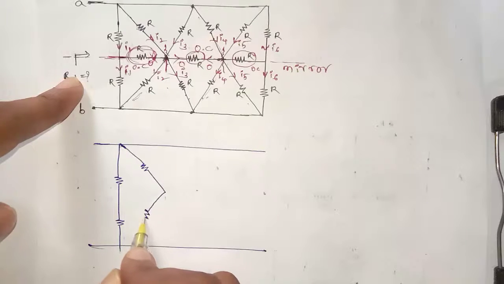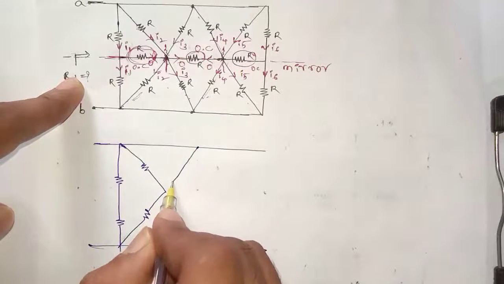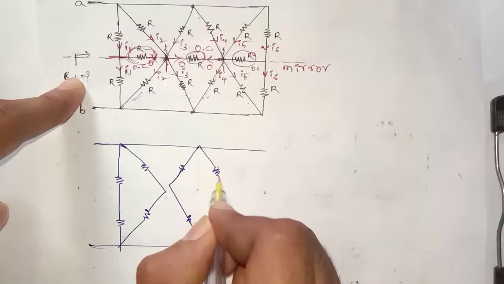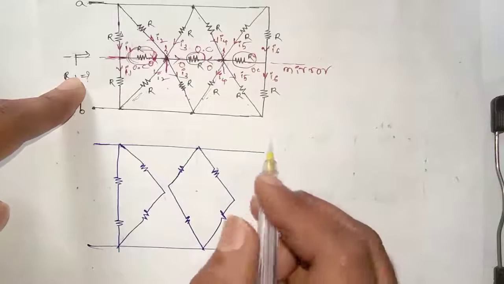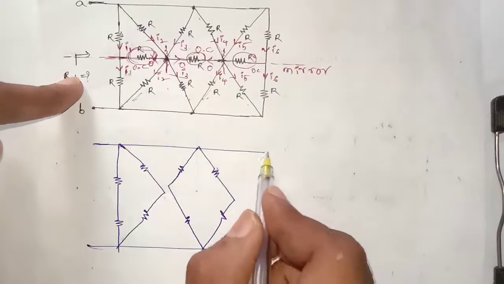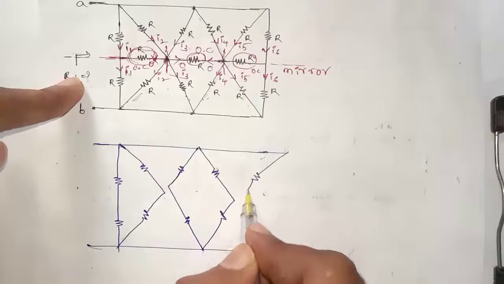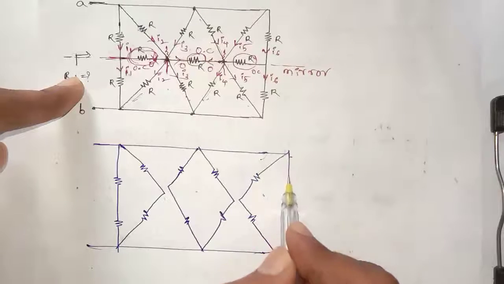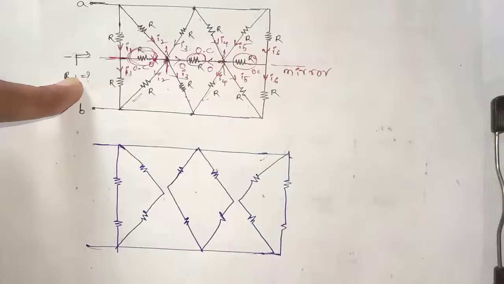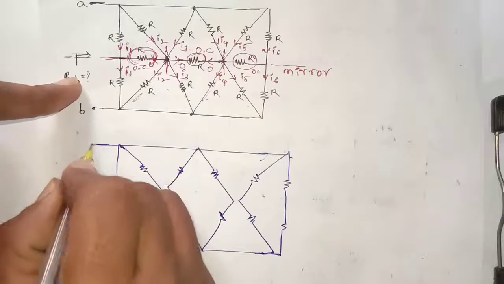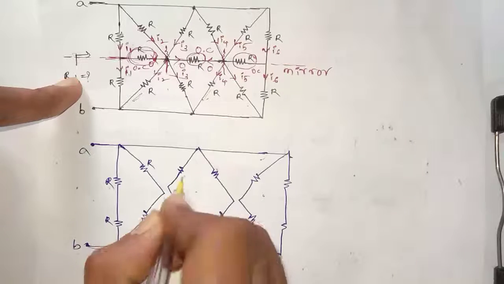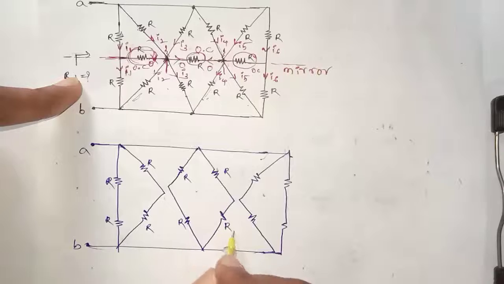There is no interconnection of these resistors, right? There is no interconnection between these resistors. Like this, you will get the equivalent circuit, right? This is R and this is R, this is R and this is R, R, R, R and R.